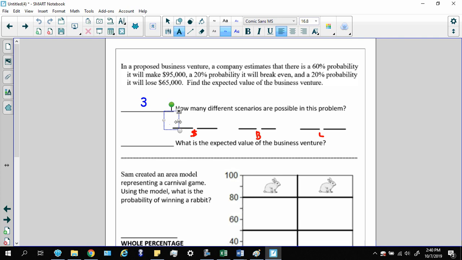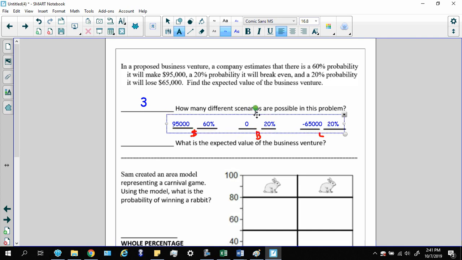If I make money, I'm going to make 95,000, and there is a 60% chance of that happening. If I break even, that means I'm making nothing, 0, and there's a 20% chance of that happening. Let me write that as a percentage. And then if I lose money, I'm losing 65,000, and there's going to be a 20% chance of that happening.